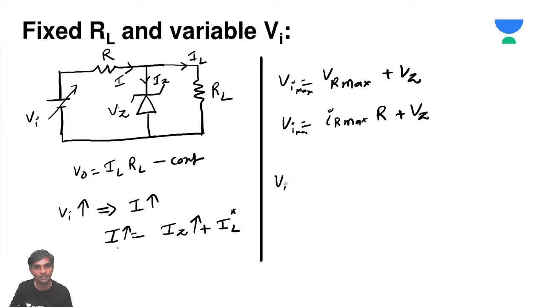So what is VI minimum? When VI is minimum, that is, we are applying a very minimum input voltage, what we'll get is VR minimum plus VZ, because VZ is constant.